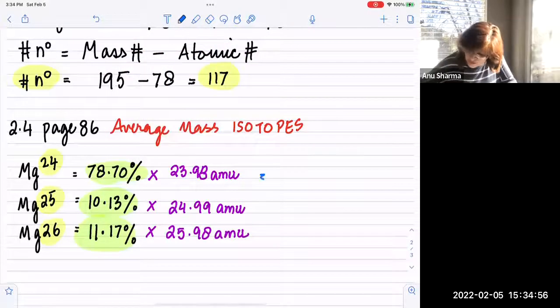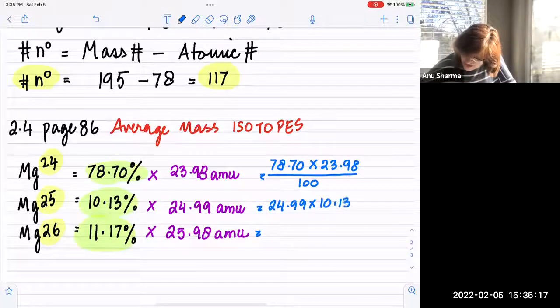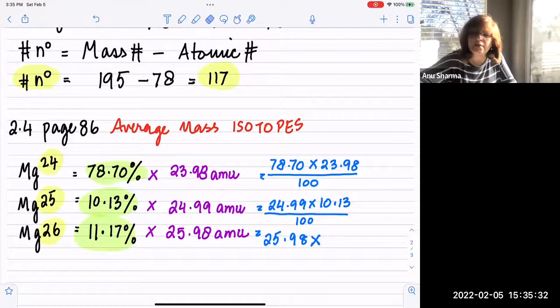Now, what does this mean? The first one means 78.70 times 23.98, divide that by 100. Next is 24.99 times 10.13, divide that by 100. And the third one is 25.98 times, I'm just putting it, just give me 1 minute, let me clean it up.